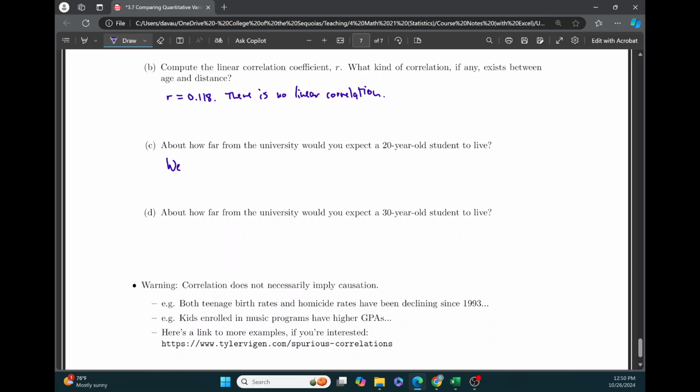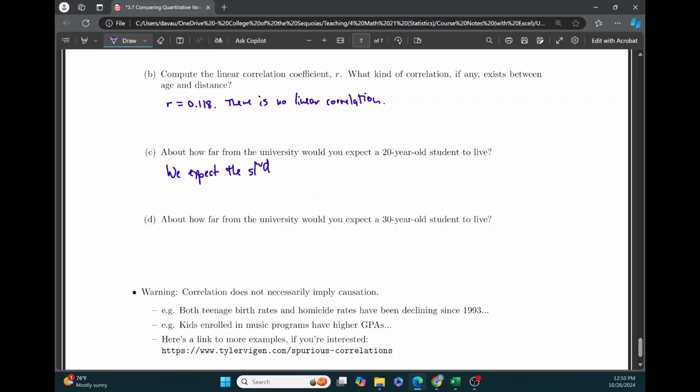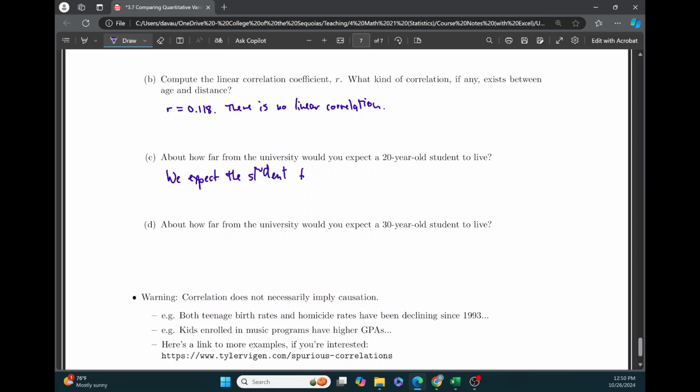We expect the student to live 3.82 miles away.